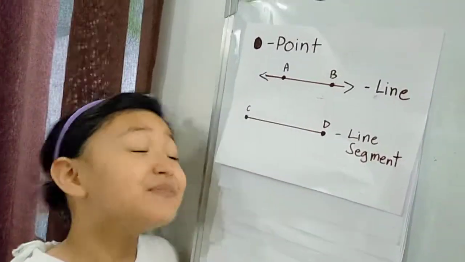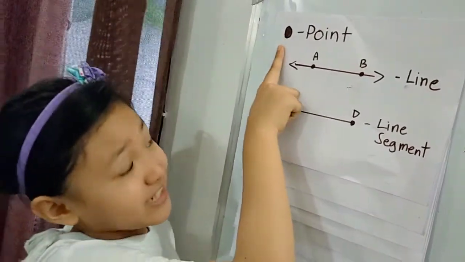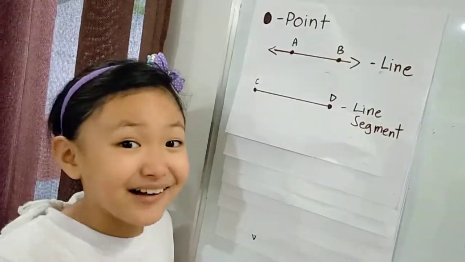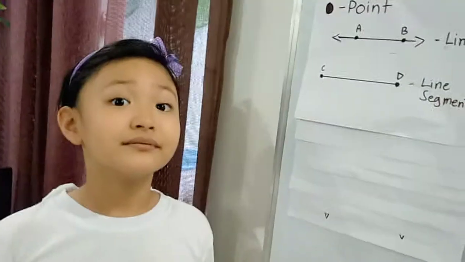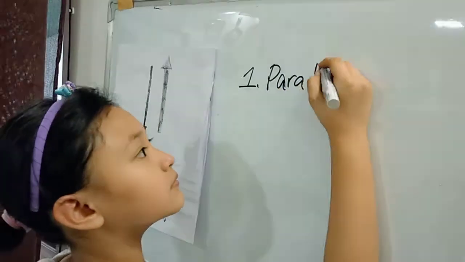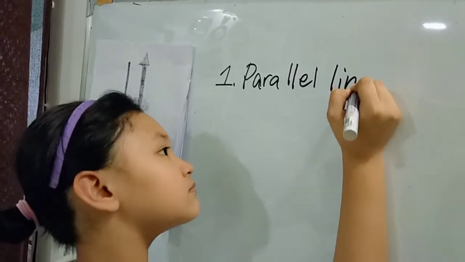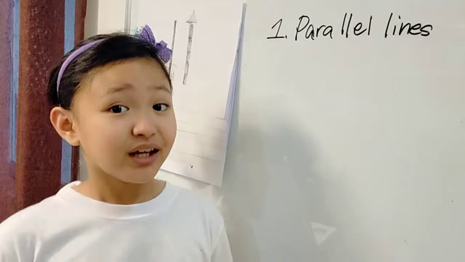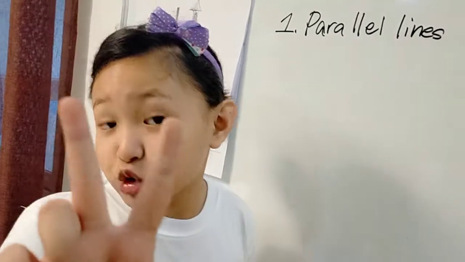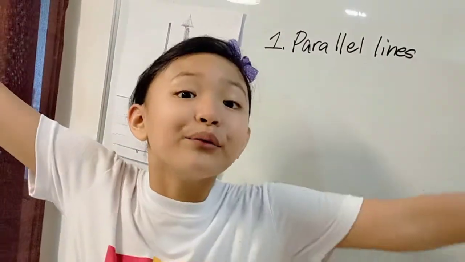After we have learned what is a point, line, and line segment, we are going to learn about the different kinds of lines. There are 3 kinds of lines, but the first one is parallel lines. So what are parallel lines? Parallel lines are 2 lines that do not intersect, no matter how far we extend them.